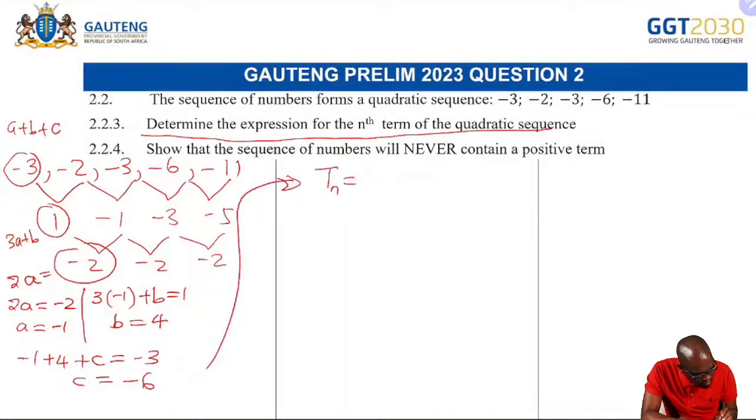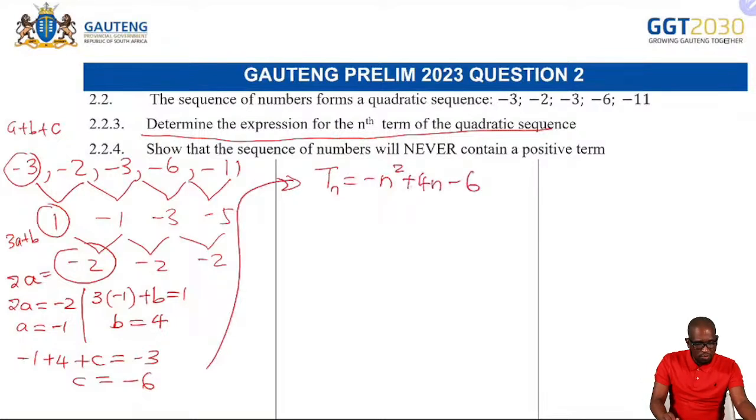Your nth term would then become minus n squared plus 4n minus 6. So that would be the nth term of this quadratic pattern. Hopefully all of you are able to do this, because remember, quadratic patterns are done in grade 11.